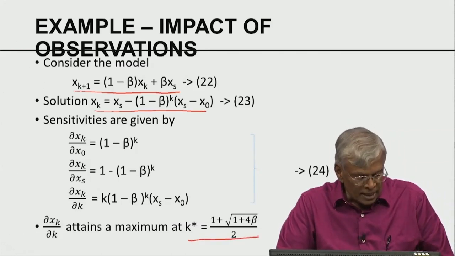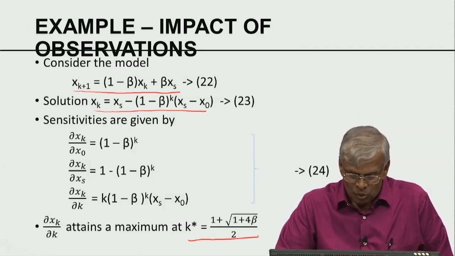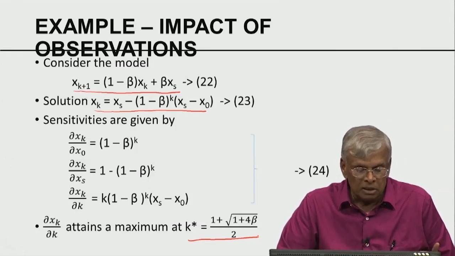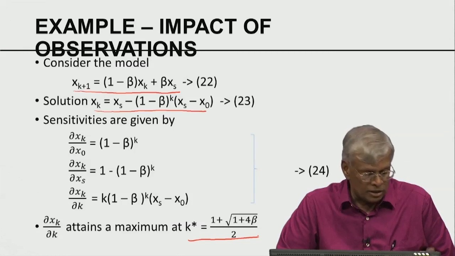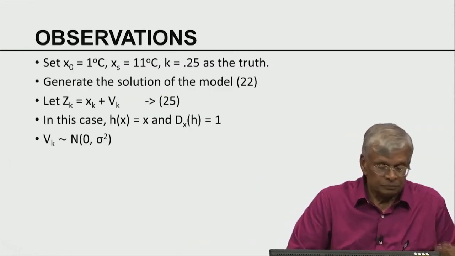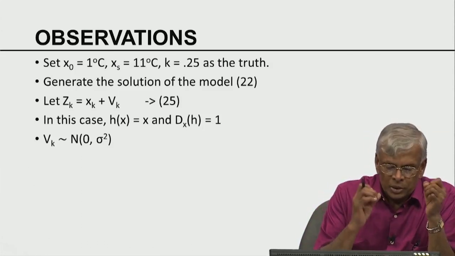So delta xk divided by delta, the partial of xk with respect to k, attains the maximum when k is equal to k star, which is given by that. And you may remember beta is related to k: beta is equal to delta t times k, where delta t is the time discretization and k is the original parameter in the continuous time version. So what are we going to do? We are going to do a twin experiment.